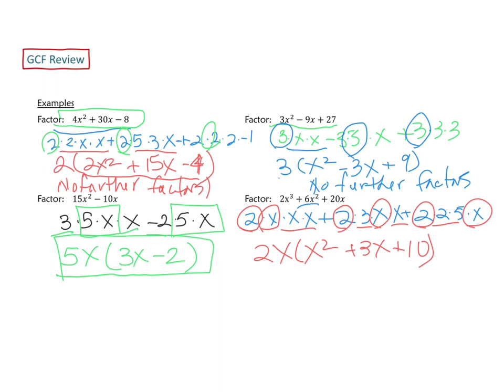You can also get these numbers by just taking a look at the original expression. If I pull a 2x out of 2x to the third power, what do I have left? I have x squared left. If I pull 2x out of 6x squared, what do I have left? 3x. If I pull 2x out of 20x, what do I have left? 10. There is our final factor.